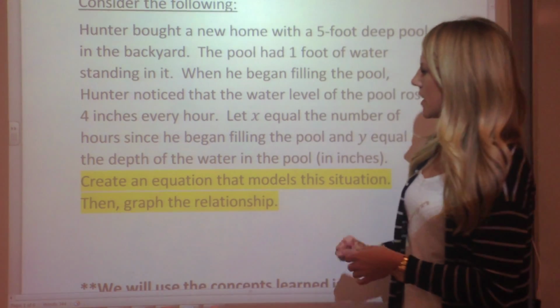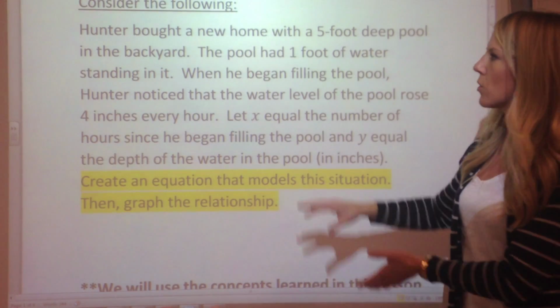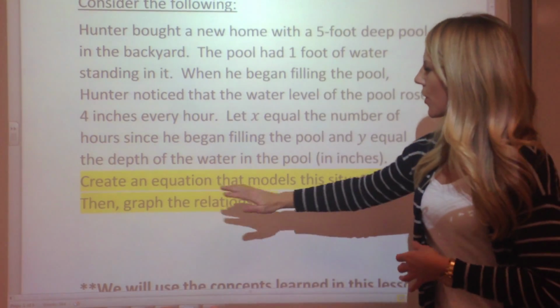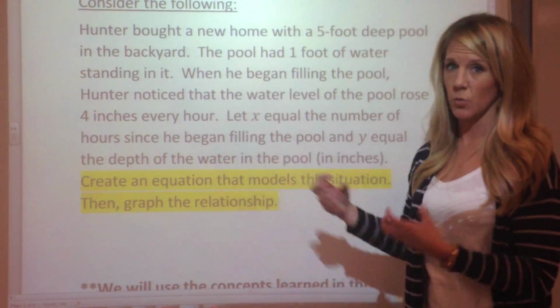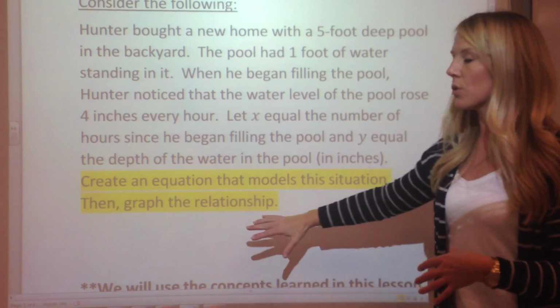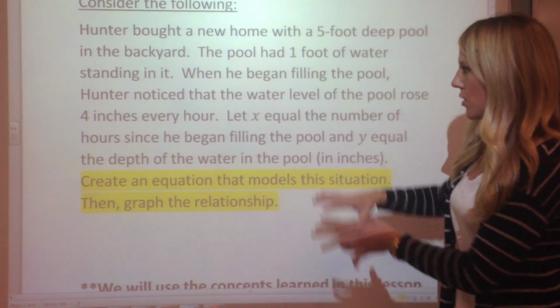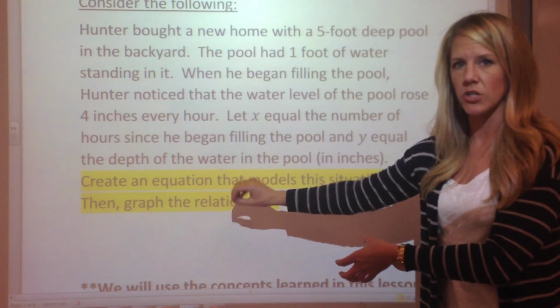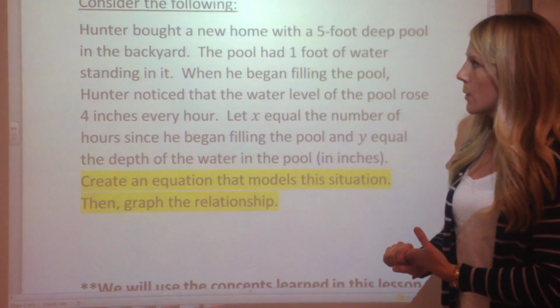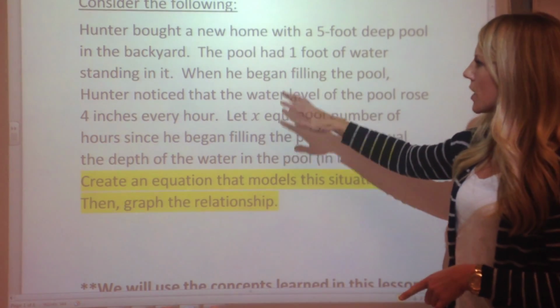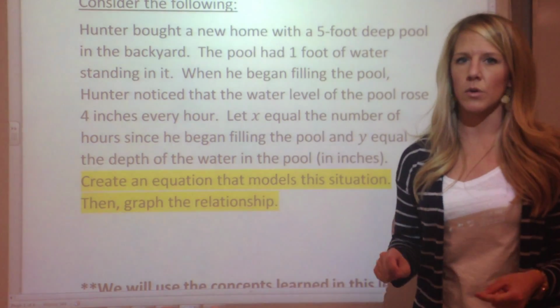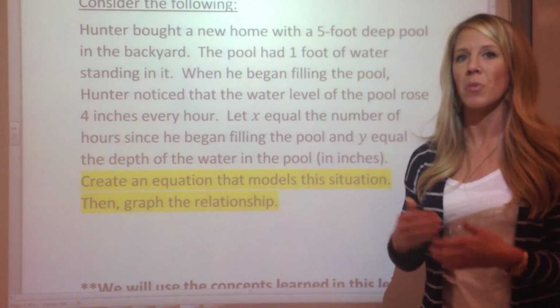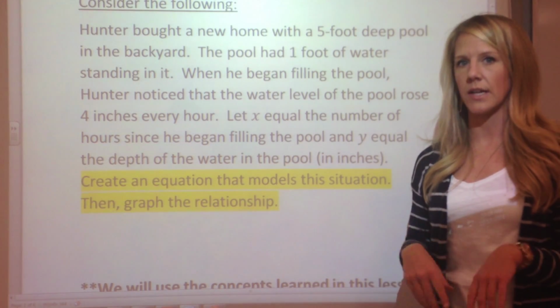So what I have highlighted down here, this is kind of the overall goal. We're going to have this problem. We want to create an equation that models this situation. So we are coming up with that equation, and then we're going to graph that relationship. So the situation we will graph. We may be able to even graph it from the equation. Maybe we'll make a table. But what I want you to do is go ahead and stop the video, read through this, so you get an idea of where we're going and what I expect you to be able to do by the end of this section and what we will work on in class tomorrow.